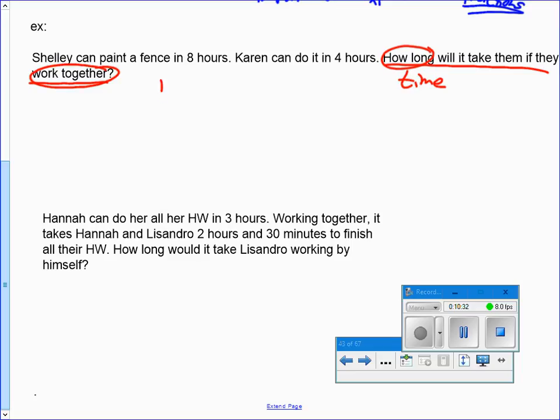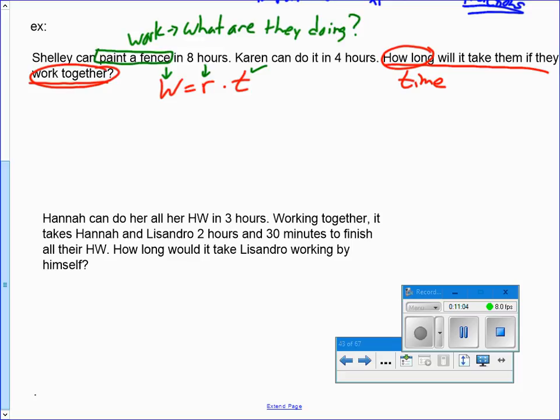So now I'm going to be starting with my equation. Work equals rate times time. Time is what I'm solving for. So that means somewhere in the problem I have to have the work and the rate. So first thing we'll look for is the work. The work is what they're actually doing. So here, they're painting a fence. How many fences are they painting? They're just painting one fence.